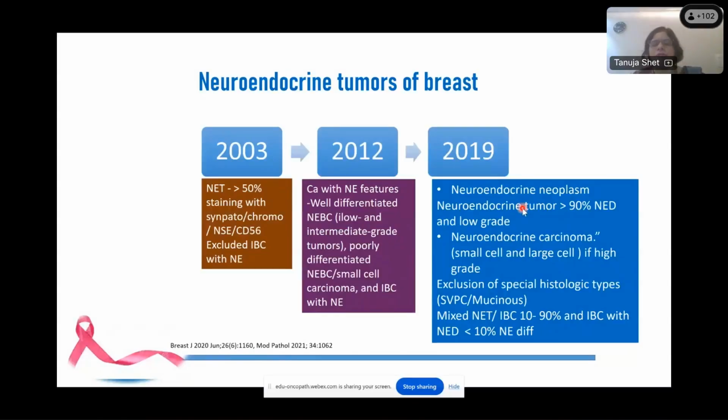neuroendocrine tumor if it's a very low-grade tumor with 90% neuroendocrine differentiation. You call it a carcinoma if it's high grade and it shows greater than 90% neuroendocrine differentiation. If you think it's an NET but it doesn't have enough neuroendocrine differentiation, you call it mixed NET IBC. And if it has less than 10% neuroendocrine differentiation, you call it IBC. That's the kind of thing that the WHO has created for us.